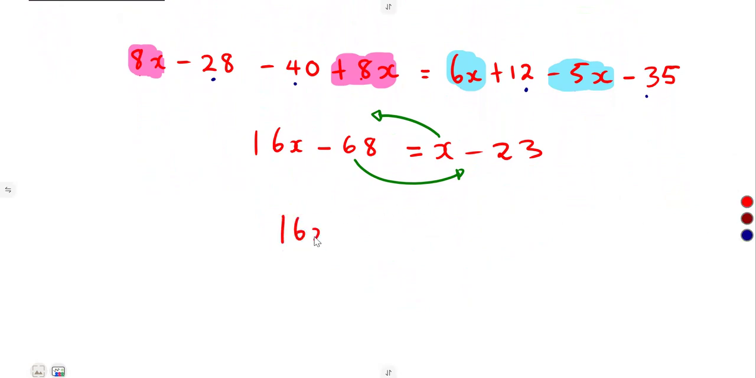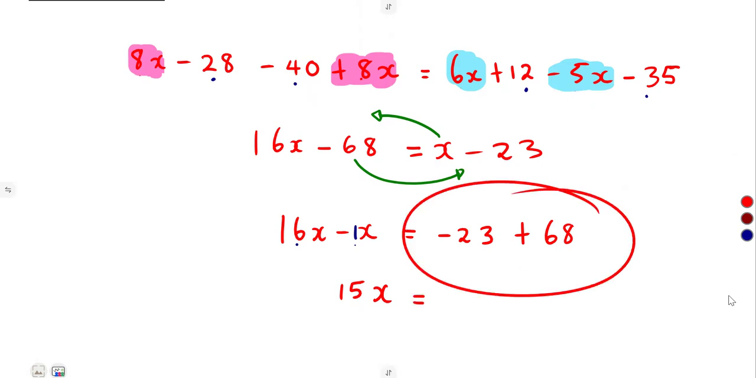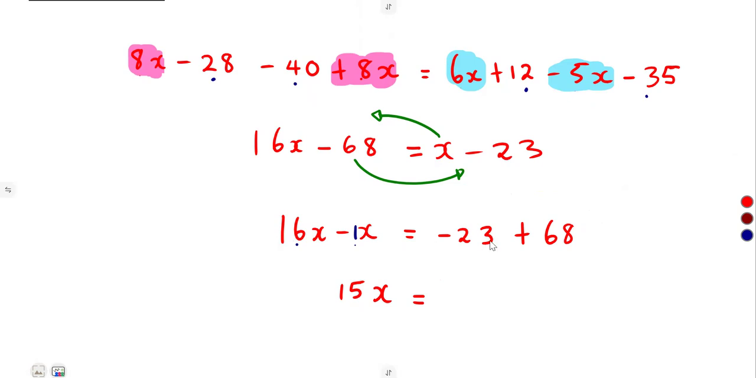So that is going to give us 16x, minus x, is equal to minus 23 on the right-hand side. The minus 68 to the other side is going to be positive 68. It changes the sign. The moment it crosses the equal sign, it changes the sign. So these are your like terms, x and x. 16 minus 1 is going to give us 15. So that's 15x is equal to, simplifying the right-hand side, minus 23 plus 68, which is going to give us 45.